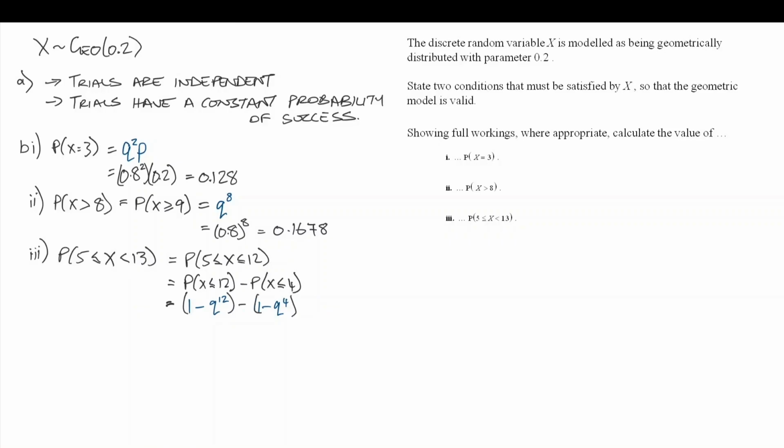Similar thinking for less than or equal to 4. We can do some nice rearranging here. The ones cancel out. Q to the power of 4 minus Q to the power of 12. Okay, substituting in 0.8 to the power of 4 minus 0.8 to the power of 12 leaves us with 0.3409.